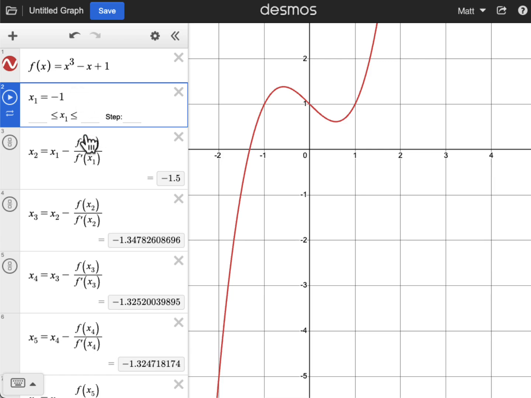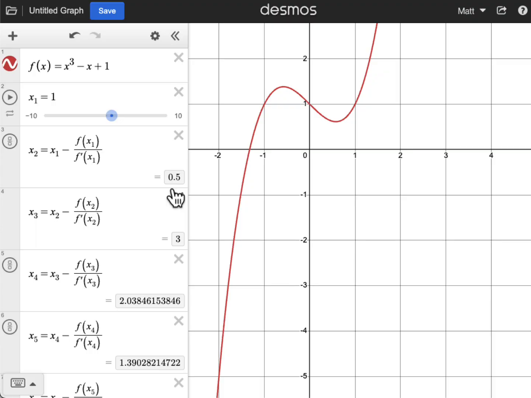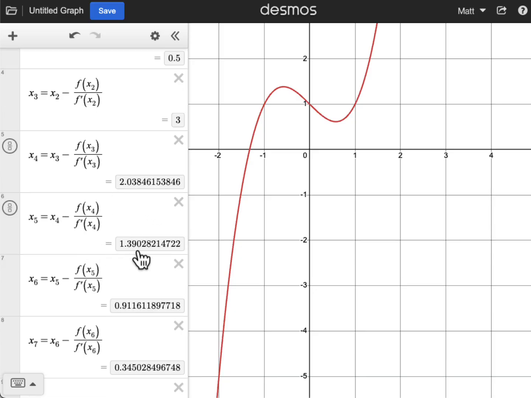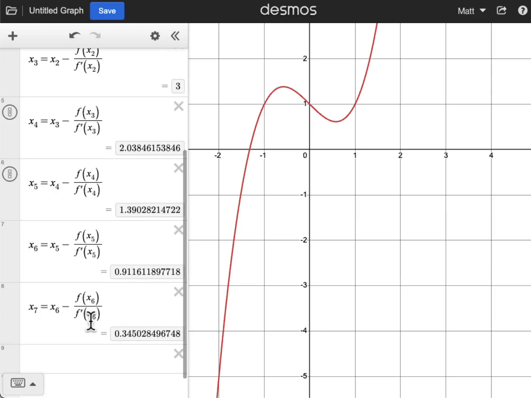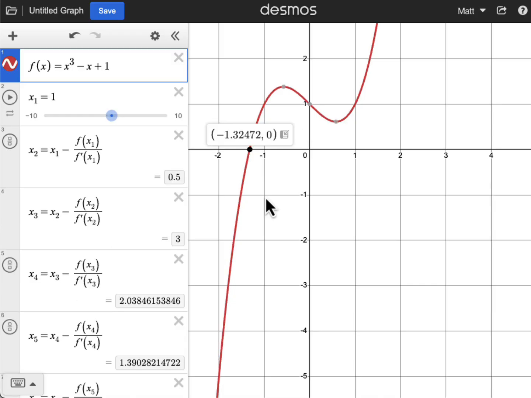Right, back to technology, we have all the programming in place. I just have to change my x1 to positive 1. So our x2 will be 0.5, and then using 0.5, we calculate that our x3 is 3. So again, that went to the right as we predicted. x4 is 2, x5 is about 1.4, x6 is around 0.9, x7 is around 0.3. We don't seem to be getting closer to our actual x-intercept of negative 1.32.